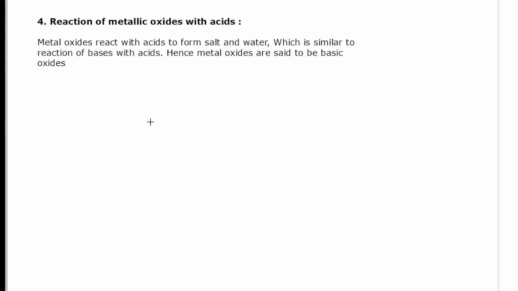Let us see the next type of chemical property of acid, that is the reaction of acids with metallic oxides. What's going to happen when acids react with metal oxides? Let's see here. When metal oxides react with acids, they form salt and water. And we know that whenever there is formation of salt and water in a reaction, we call that a neutralization reaction because there is formation of only salt and water. This reaction is similar to the reaction of bases with acids. So we say that metal oxides are basic oxides.